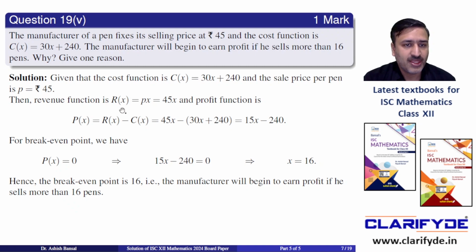This is given. So we can write the revenue function as p into x, which is 45x. Then the profit function becomes the revenue function minus the cost function. So it is 45x minus (30x plus 240), which is 15x minus 240. Now in order to compute the break-even point, we take Px equal to 0. Px equal to 0 implies x equal to 16. So this is the value of x for which profit is 0. So if the manufacturer sells more than 16 pens, then he will start earning the profit.